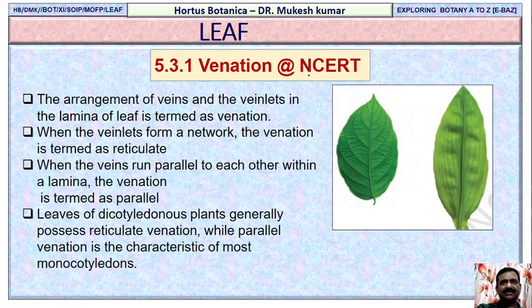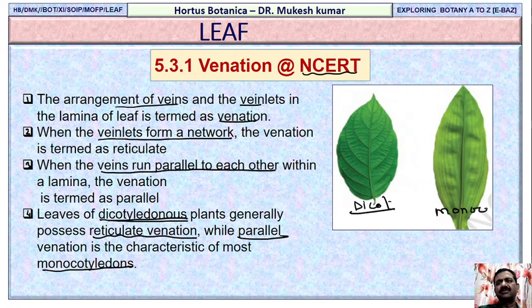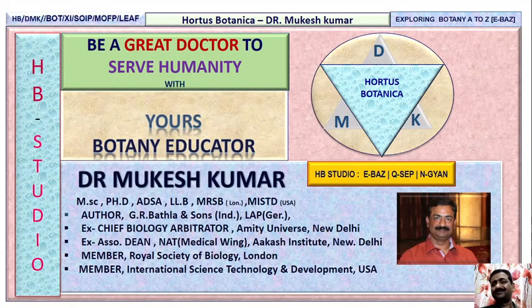But let's see what is given in your NCERT, my dear. Only four points we have in your NCERT. What they have written is simply the arrangement of veins and veinlets in the leaf lamina is called venation. In reticulate venation, veinlets form a network, but when veins are parallel to each other, it is called parallel venation. Parallel venation is very common in monocots, and reticulate venation is very common in dicots. This is the diagram of your NCERT, one dicot and another monocot. So I think your concept of venation is very clear for your NEET examination as well as your CBSE examination. So that's all.